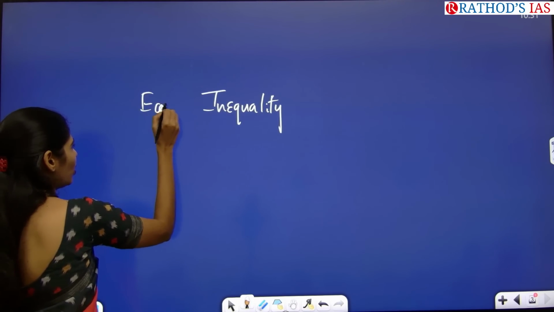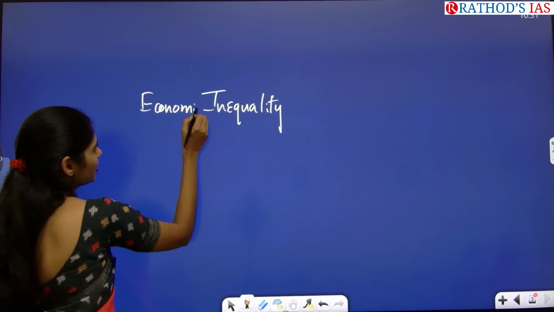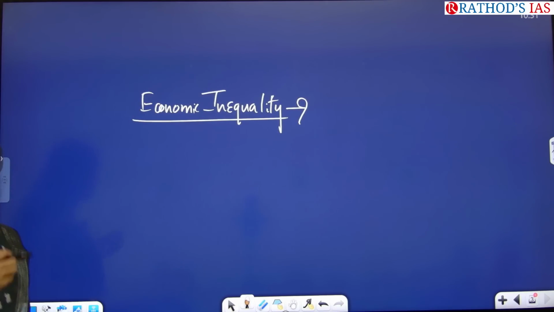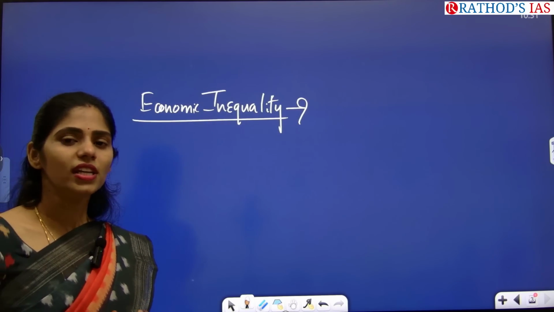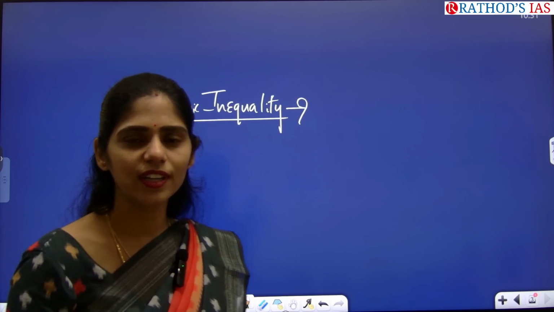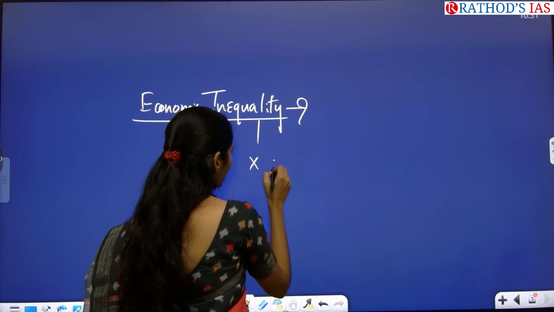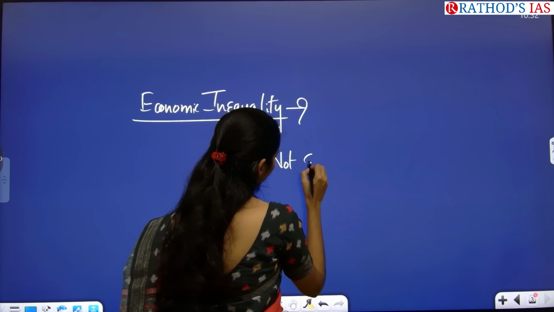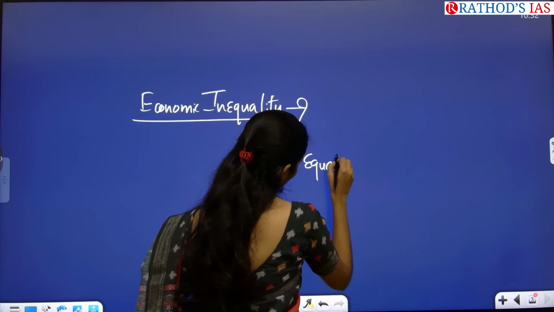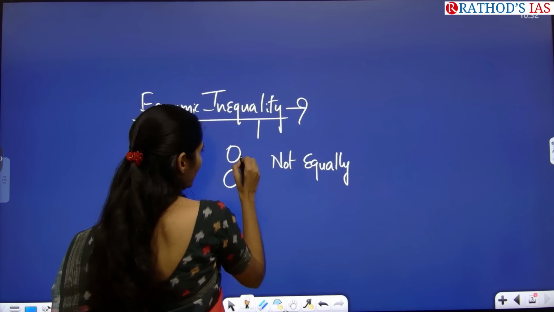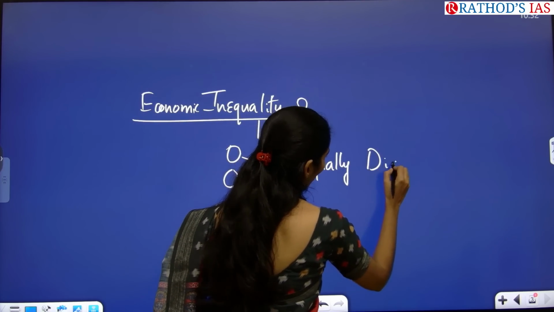So what is this economic inequality? Tell me. Yes, resources are not equally distributed. So what happens if resources are not equally distributed? Yes, you are saying that these resources are not equally distributed. Then what will be the impact?